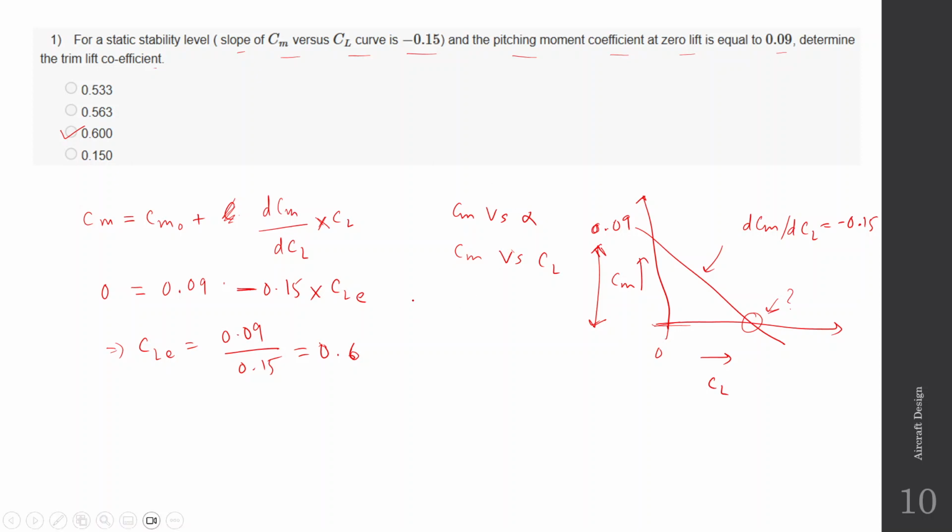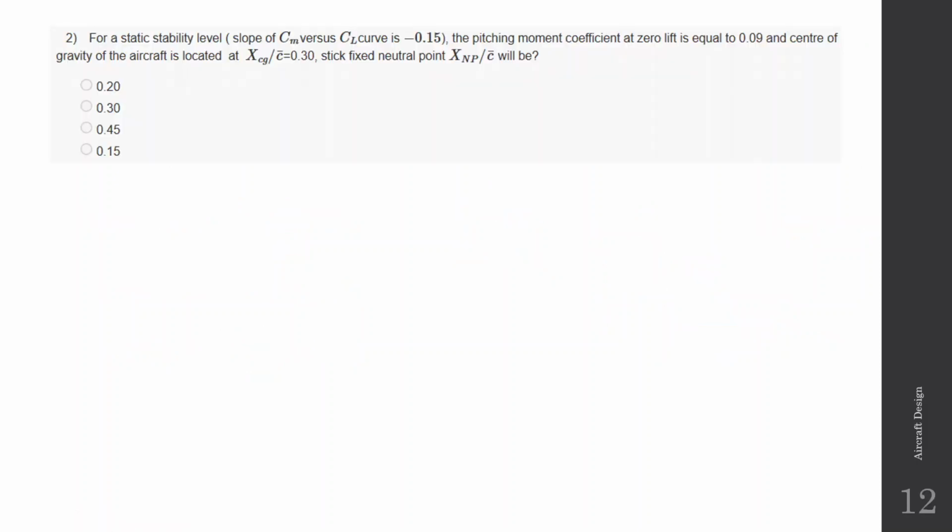Okay, now moving on. This is the second question.